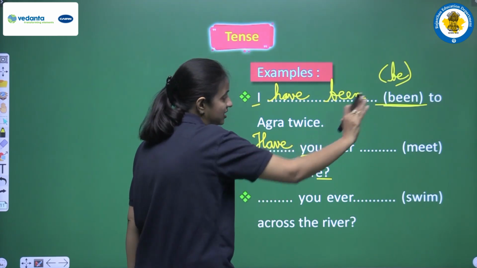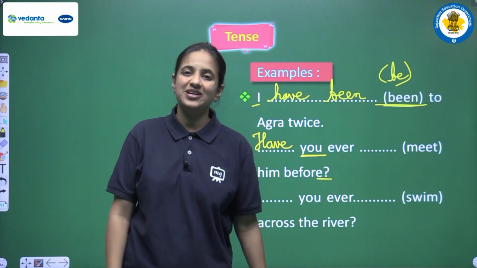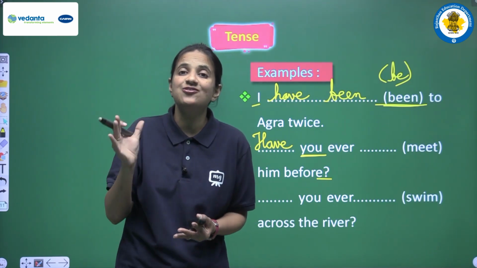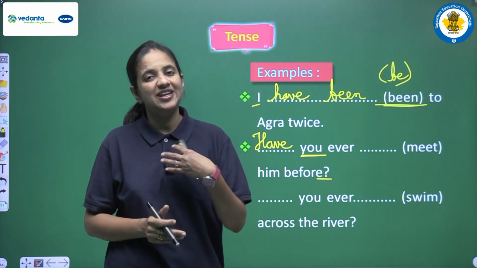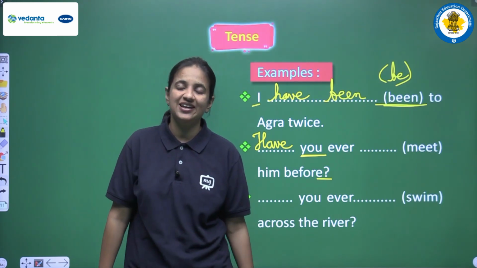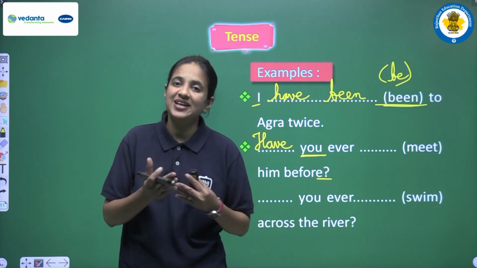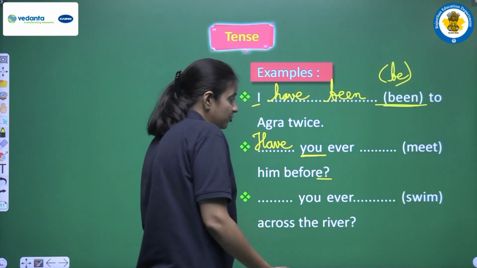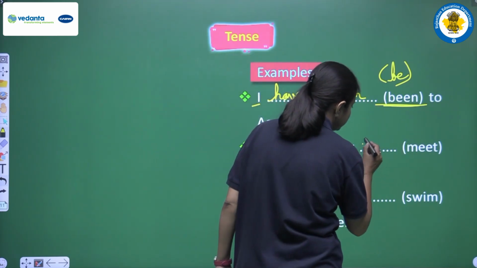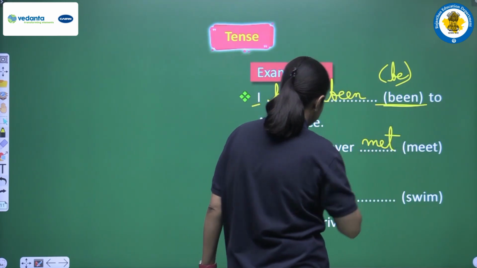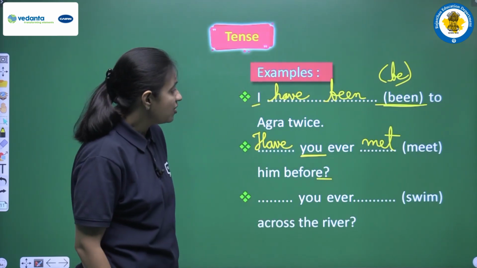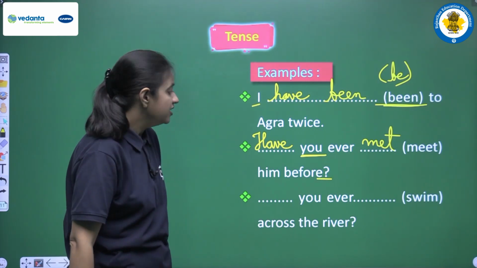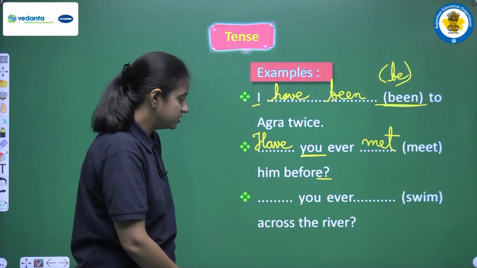Have you ever? Now the main verb. The main verb is meet. So again students, you have to be aware of the third form of meet, because you have learned that we have to add the third form, but if you do not know the third form of meet, then how will you write your answer? So you have to be aware that the third form of meet is met. Okay, so our sentence will be, have you ever met him before? Clear?